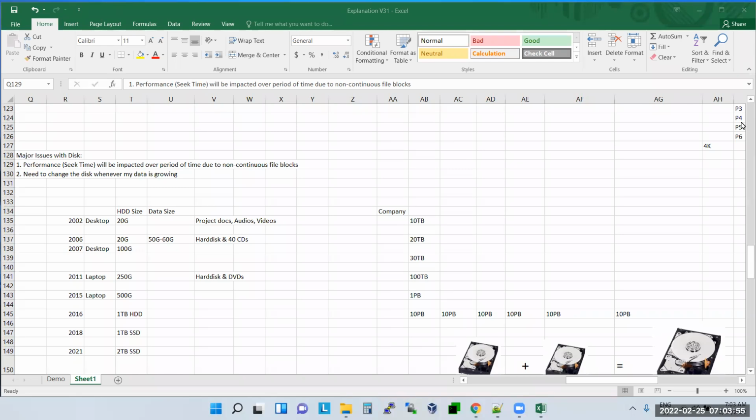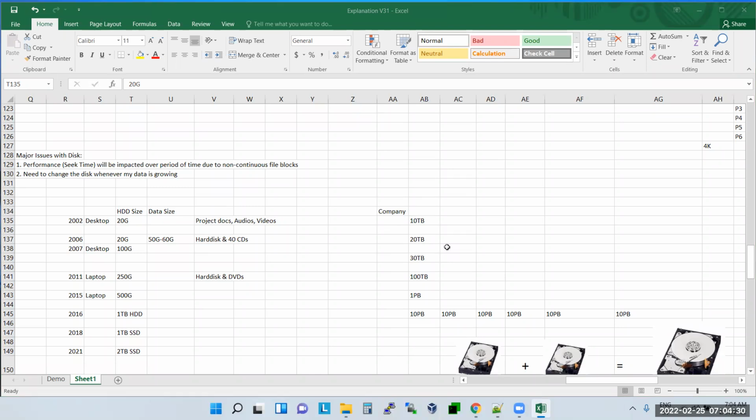The second thing is that I need to change the disk whenever my data is growing. Whenever my data is growing, I'm changing my hard disk. This is the history we have seen. Every time my data is growing, I definitely need to upgrade my hardware, from the existing hard disk to the next level of hard disk. Changing is fine, but one fine day you may not get the required size of storage in the market. That's a big problem.